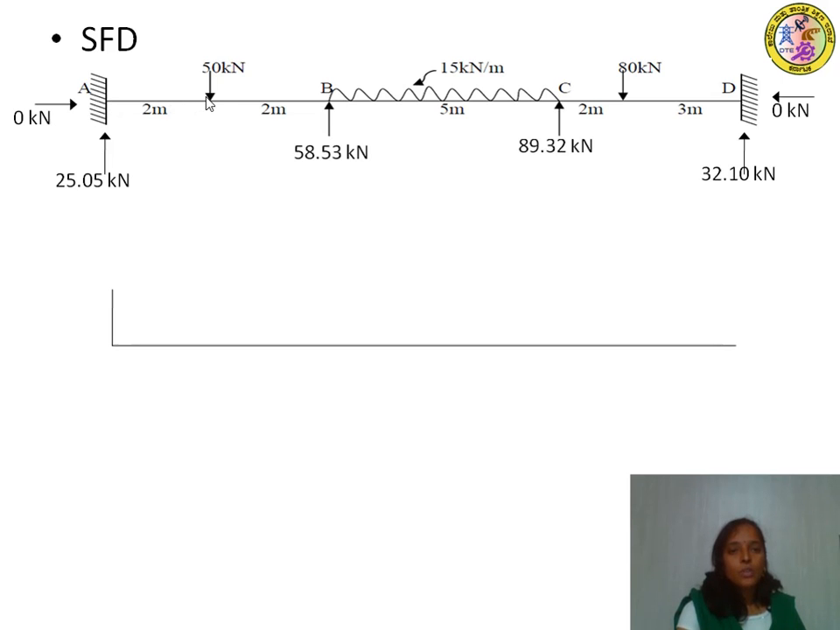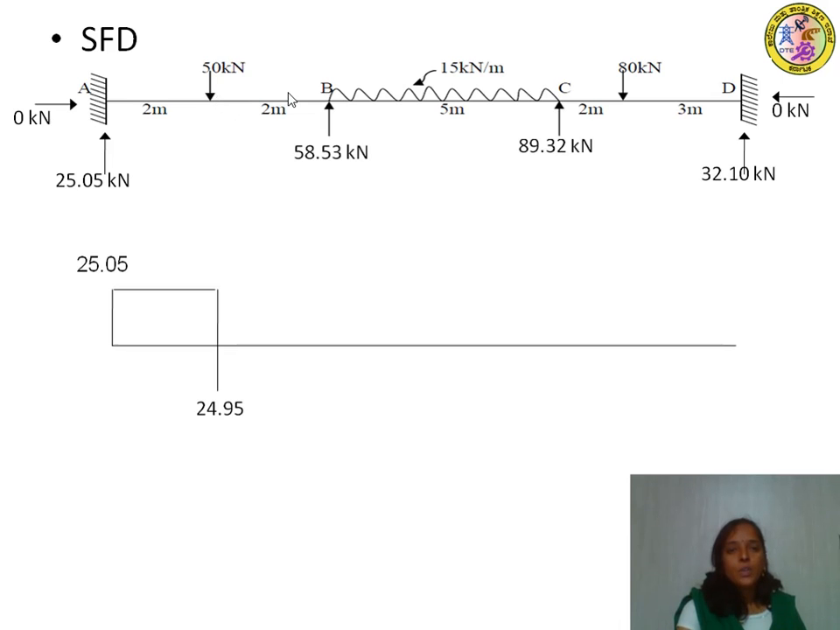Next, let us take this as E. Shear force to the left of E: since there is no loading between A and E, it will be constant, so that is 25.05 till the left of E. Next, shear force to the right of E: 25.05 minus 50, since we have a downward force here, will be equal to minus 24.95. So we have to draw a line in the downward direction till minus 24.95.